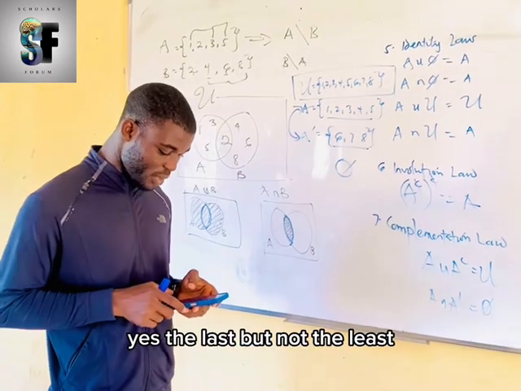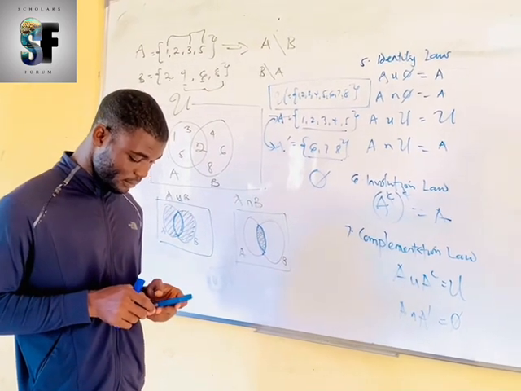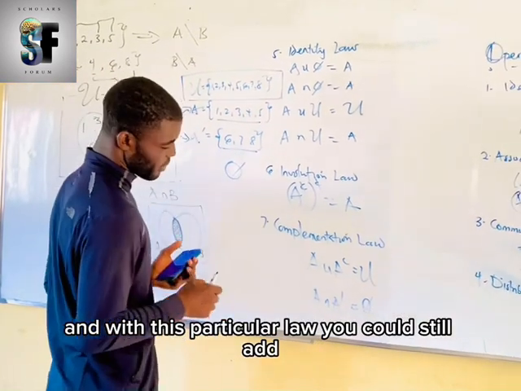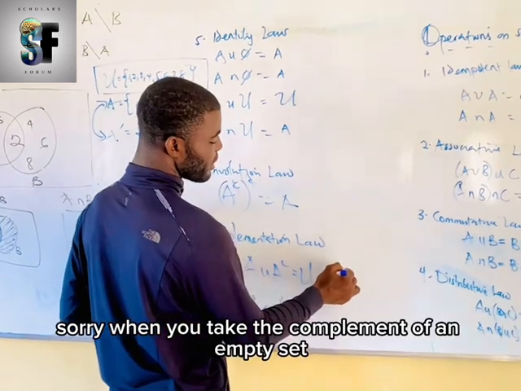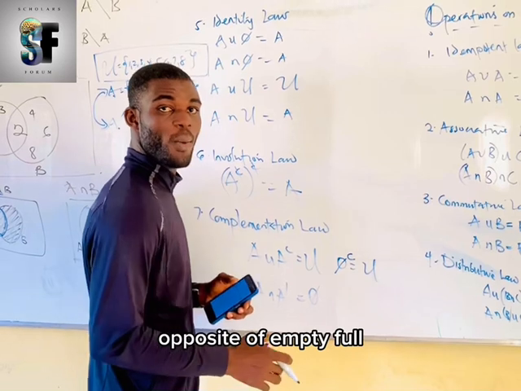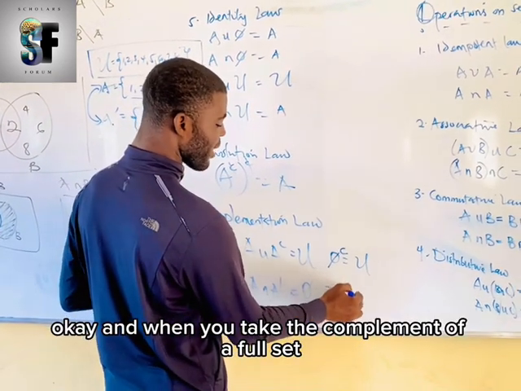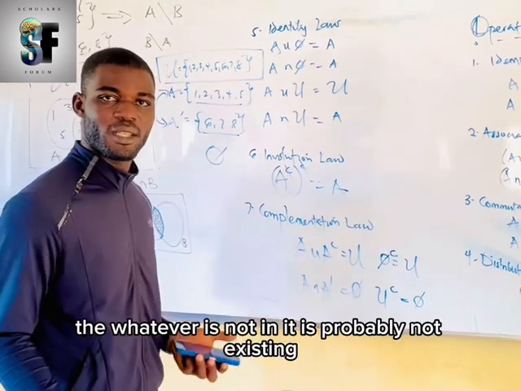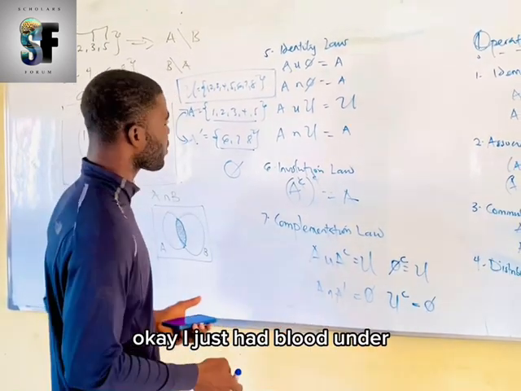Yes, the last but not the least is De Morgan's law. And with this particular law, you could still add that when you take the complement of an empty set, it will give you what? The universal set. Opposite of empty, full. Okay? And when you take the complement of a full set, what happens? Empty set. Because if it's a full set, then whatever is not in it perfectly does not exist.